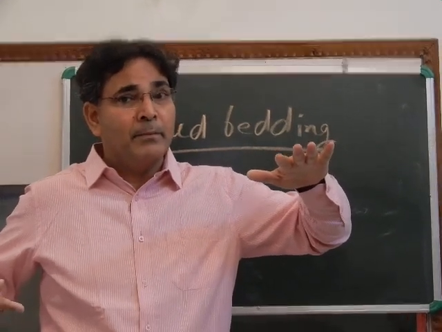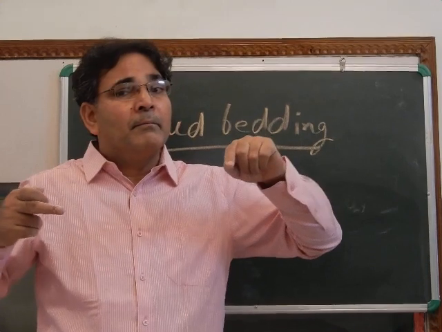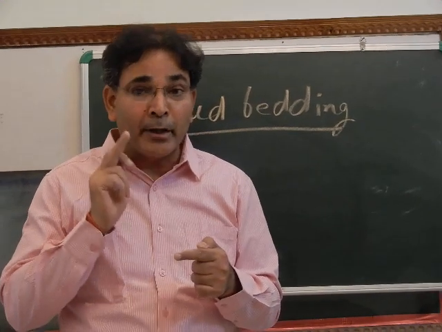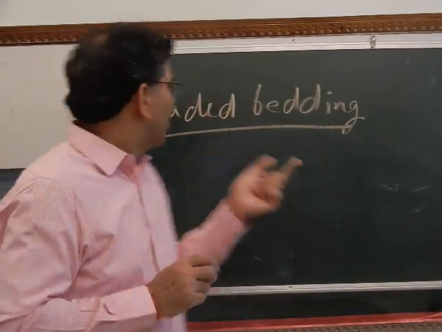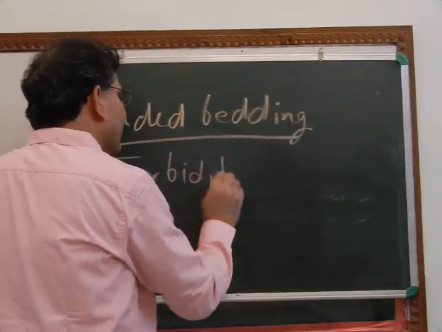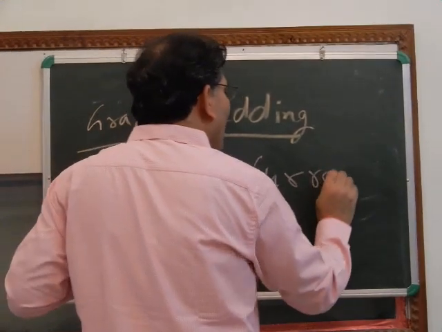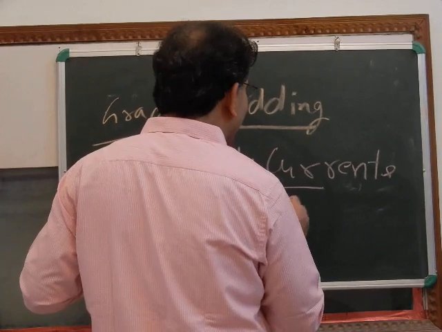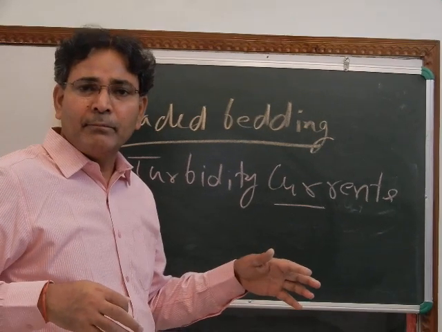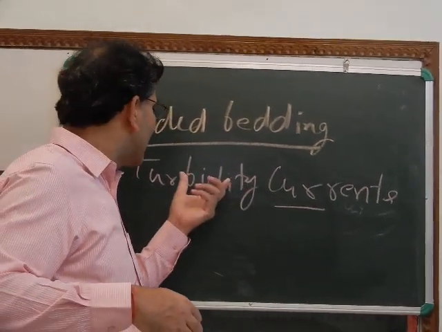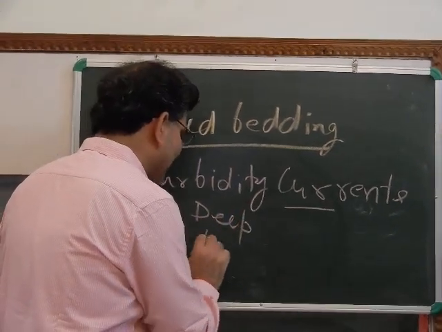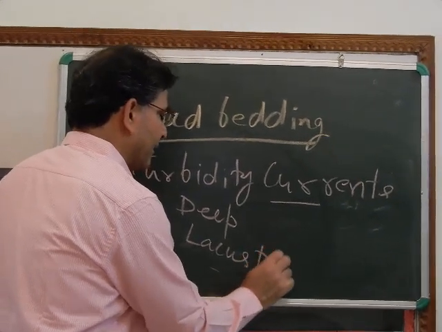Gravity flow is very important. The gravity flow includes both the mass movement as well as fluid flow, for example, the turbidity currents and the debris flow. So the graded bedding is formed by the turbidity currents. And all those deposits which are formed by turbidity currents are known as turbidites. The turbidity currents are common to every environment, but they are more pronounced in the deep sea as well as in lacustrine environment.